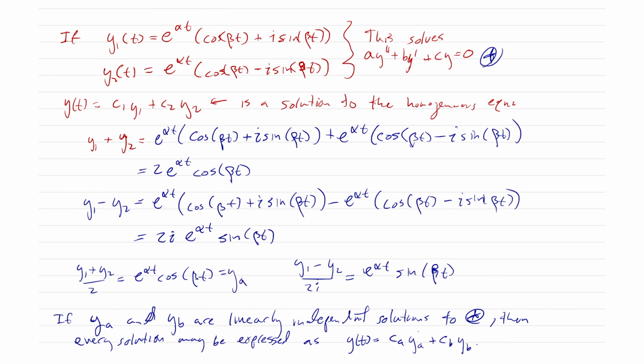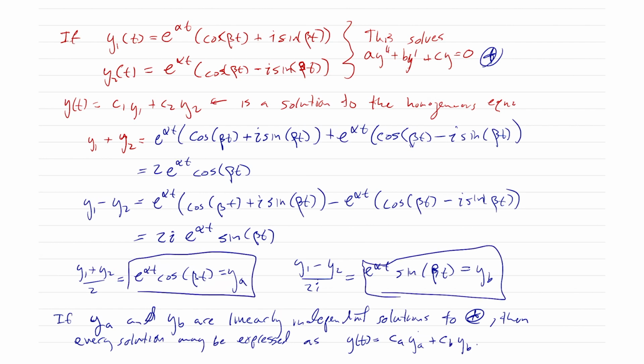Let's call this YA, let's call this YB. This and this are two solutions to a differential equation. Cosine and sine are actually linearly independent, and that's because cosine is an even function and sine is an odd function, and they end up staying linearly independent when you multiply them both by e to the alpha t. So what does that mean?